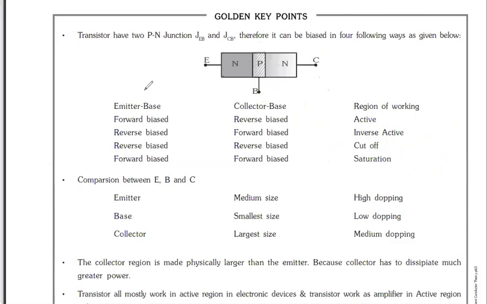Let's talk about this. We have junction 1, and this is junction 2, which is the collector base junction. It doesn't matter if it's PNP or NPN. Now, if this is forward biased and this is reverse biased, it will work. Agree? It will work as an amplifier. So this is called the active region. Right, everyone?